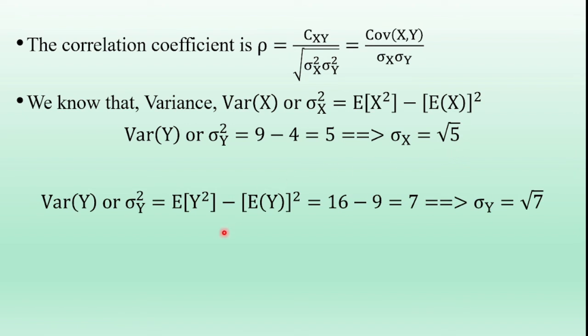And variance of y is equal to expectation of y square minus expectation of y whole square. Given that expectation of y square value is 16, expectation of y value is 3, 3 square is 9, 16 minus 9 is 7, therefore sigma y is equal to square root of 7, and substitute sigma x value and sigma y value into this equation.